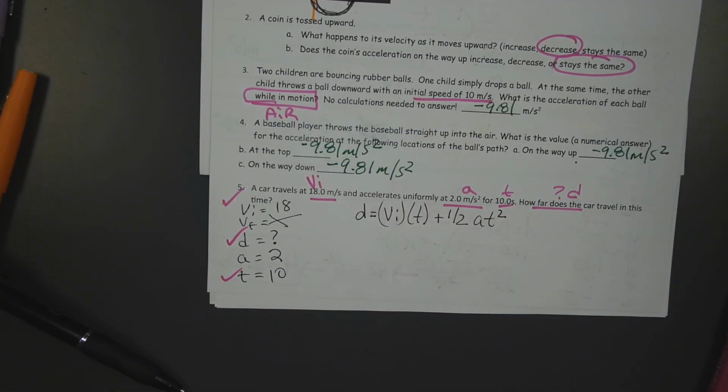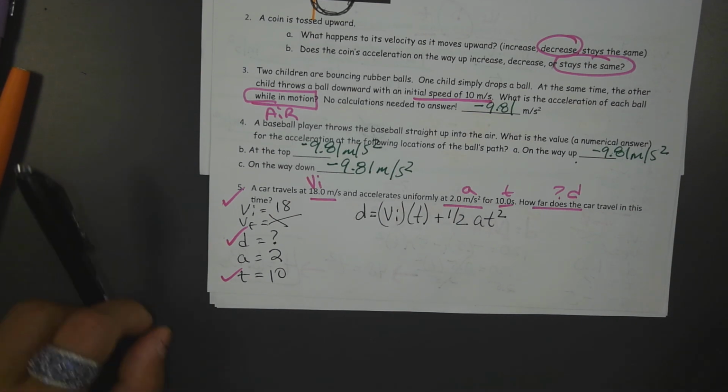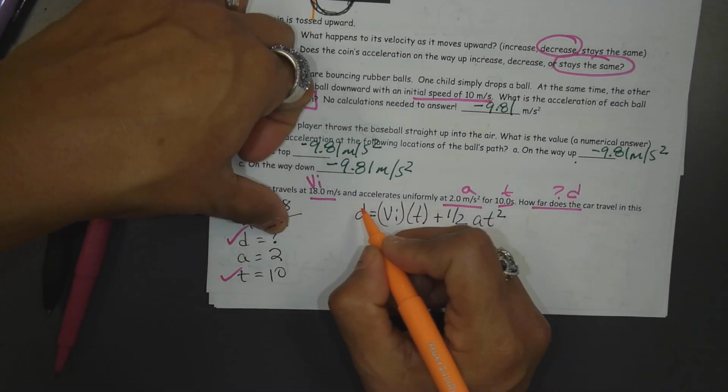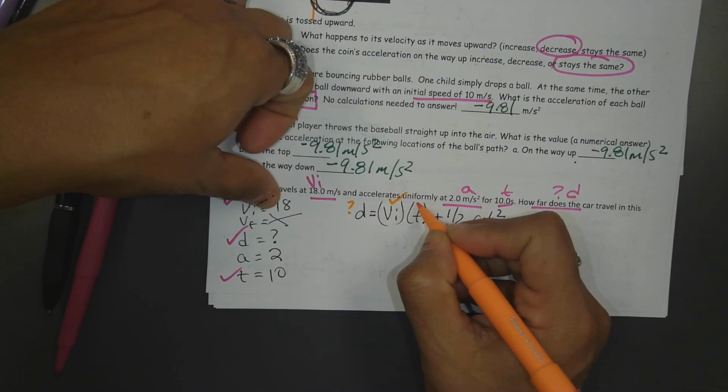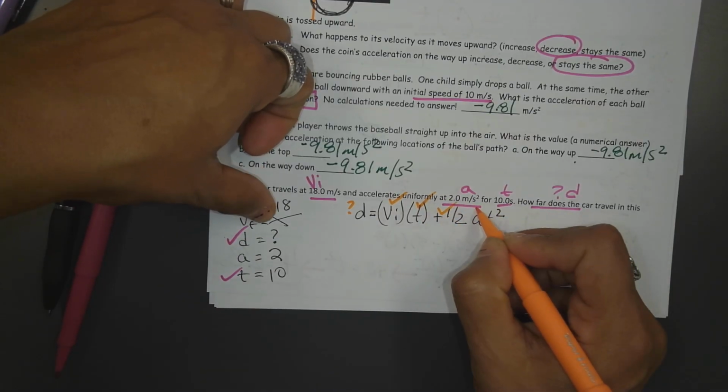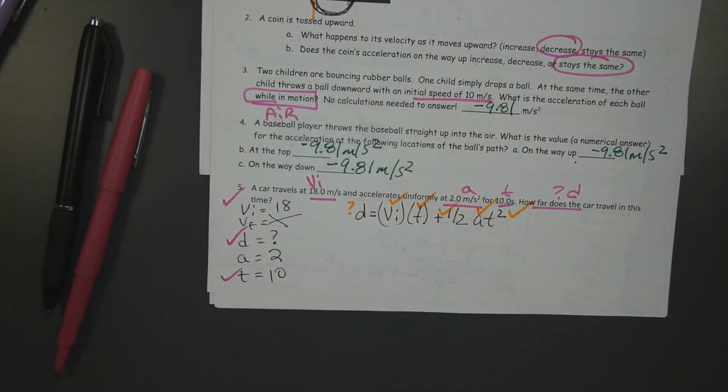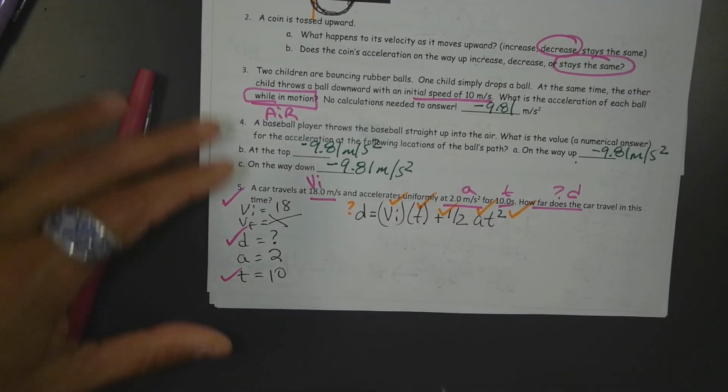Okay, let's double check just to make sure I can use this equation. D, question mark, Vi, check, T, check, 1/2, check, A, check, T, check. Not only can I use this algebraically, because I'm only missing one variable, the great thing is once I do the problem, that variable is my unknown that I'm looking for. So let's go ahead and do that.